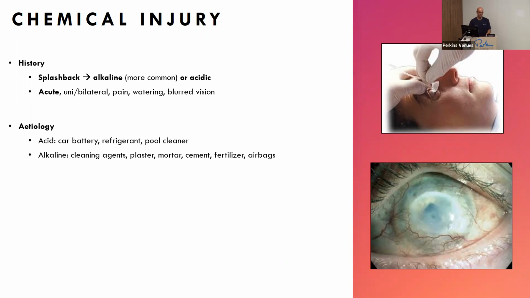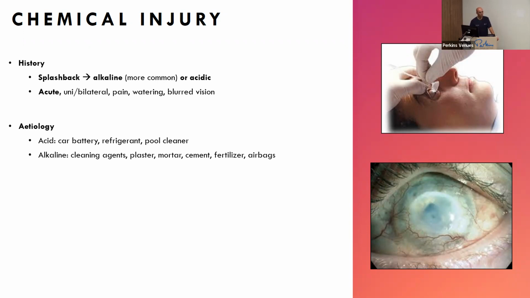As far as acidic versus alkaline, car batteries, refrigerants, and pool cleaners are probably the three most common acidic chemical injuries. And then work site injuries, as in building sites, are probably the most common cause of alkaline injuries. So things like plaster, mortar, cement, lime, all those things are used on work sites. The other one is airbags being deployed in cars. The powder that's around those airbags is alkaline. So people often get alkaline eye injuries from car accidents for that reason.